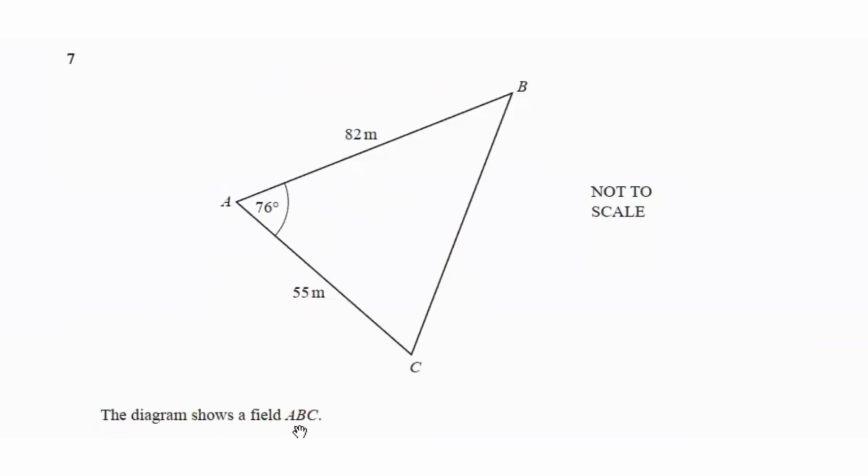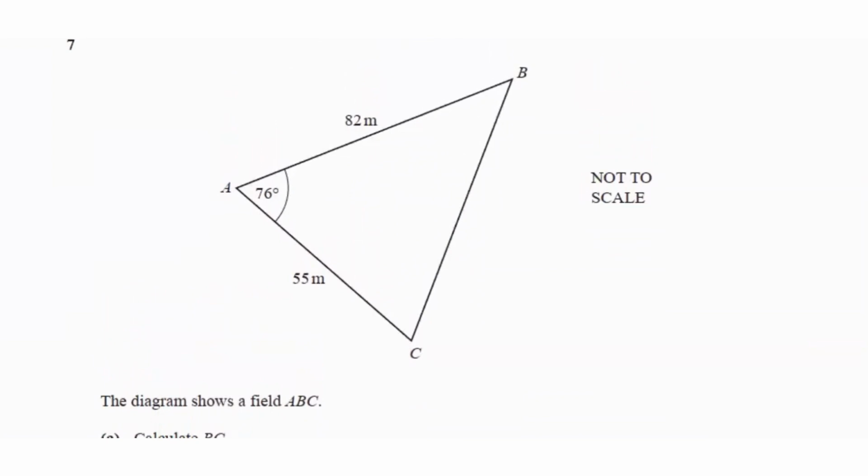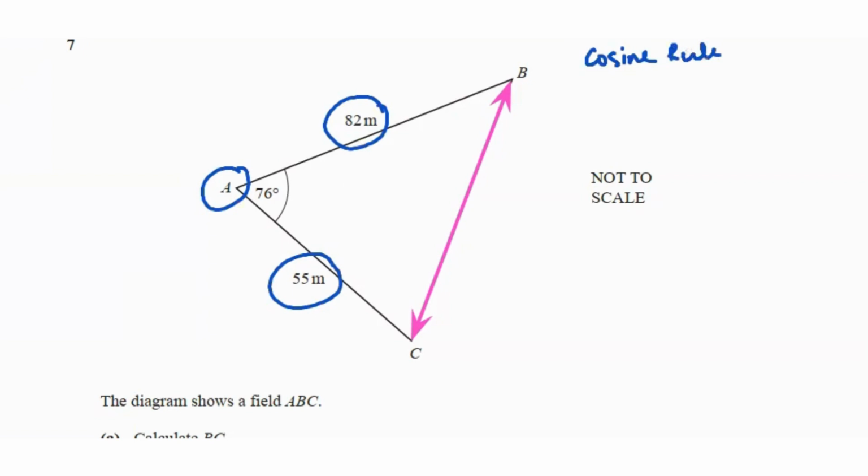Question 7 says the diagram shows a field ABC. Calculate BC. We're trying to find this length. If you look at the given information, we have two lengths and the angle between them, which means we can use the cosine rule. So BC square will be AB square plus AC square minus 2 times AB times AC cos of angle A.